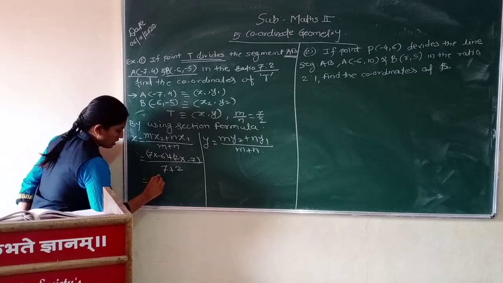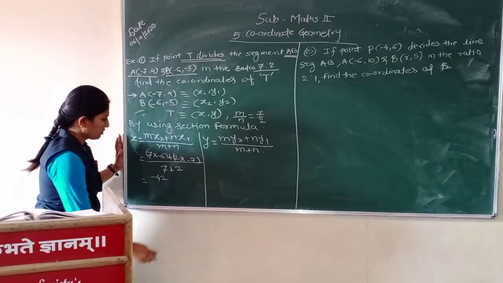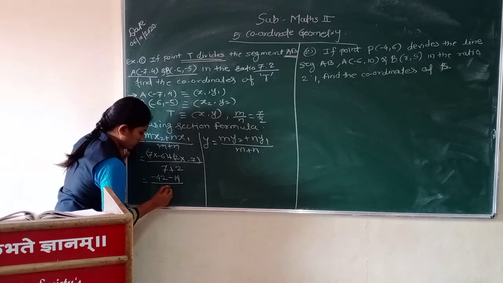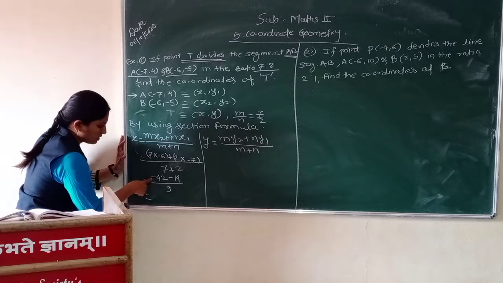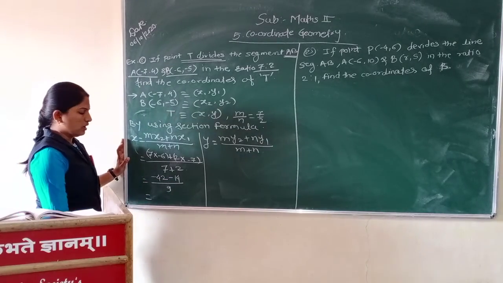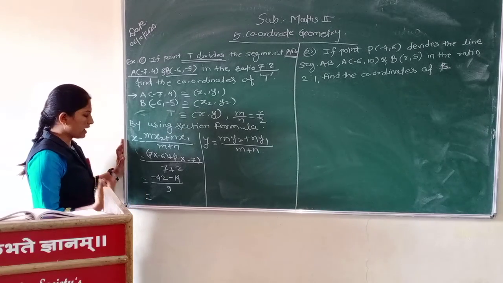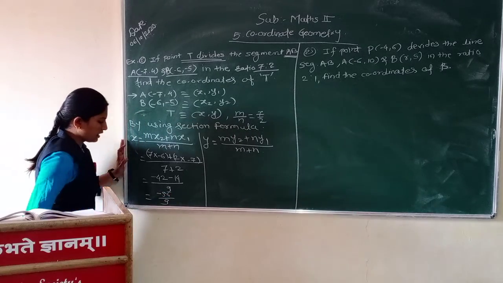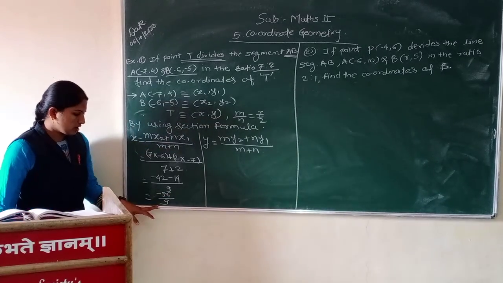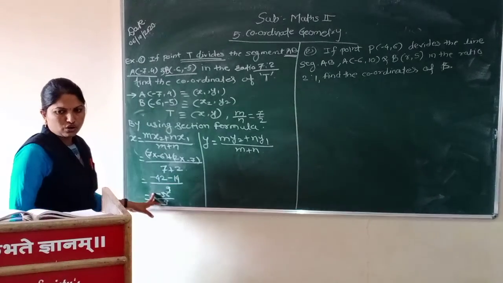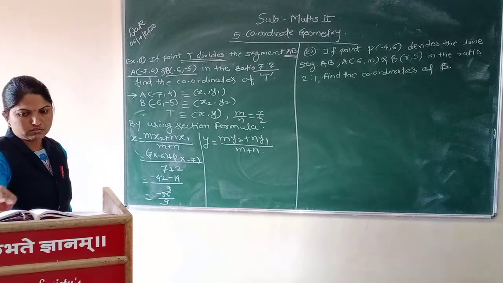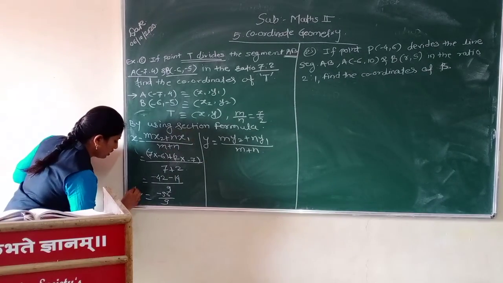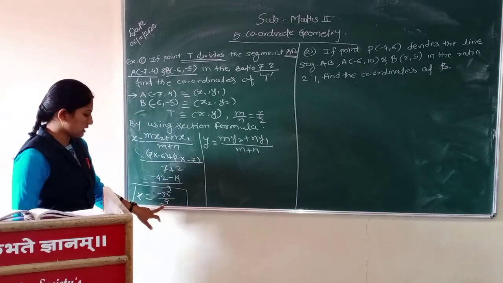Here 7 sixes are 42, so -42, then 2 sevens are 14, so -14, upon 9. Adding -42 and -14 gives -56 upon 9. Is 56 divisible by 9 or not? This is not divisible by 9, therefore x is as it is, -56 upon 9.